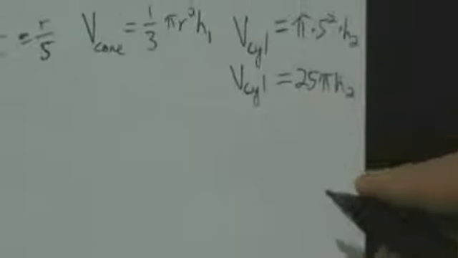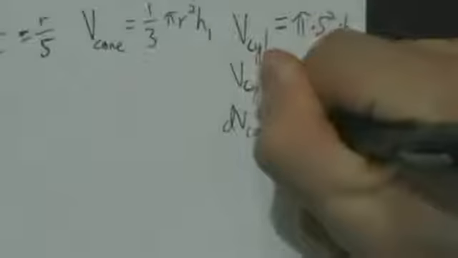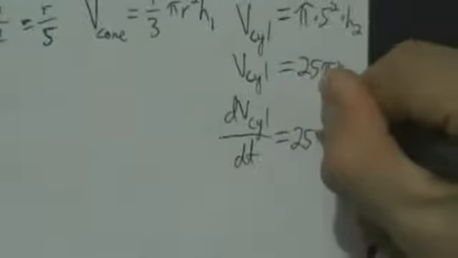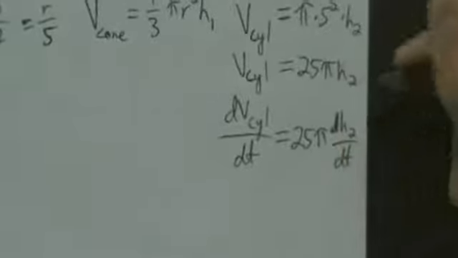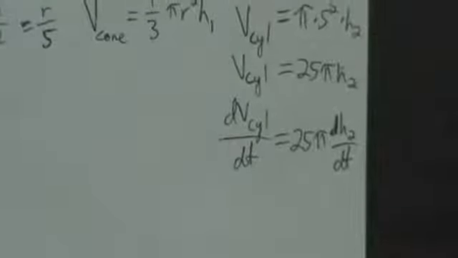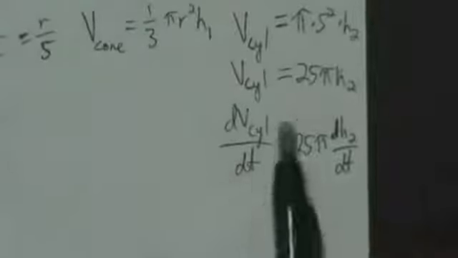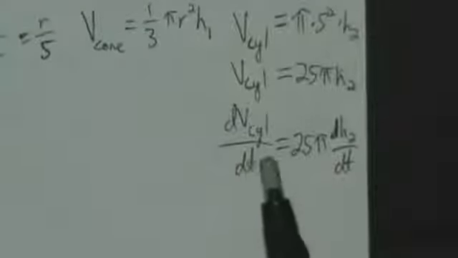So V-sil, if we take a derivative with respect to time, we get dV-sil dt equals, here 25 pi is just a constant multiple, so we still have 25 pi, and then dH2 dt. That's kind of good, right? Here's dH2 dt, the thing we're looking for, and we can divide both sides by 25 pi to solve for it. But what about dV-sil dt? That's the tricky part here. We don't know much about the volume of the water in the cylindrical tank.